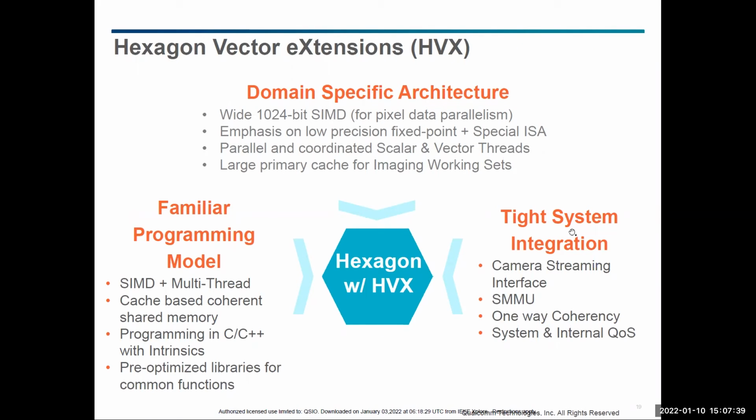And at last, we talked about some hardware features that allow simplified data processing from and to the camera pipeline. So we talked about the camera streaming interface. We discussed the shared memory mapping unit. We discussed one-way coherency and the system and internal QoS. So any questions on any of these topics? Yeah, please let me know. Okay, then we'll move to performance.